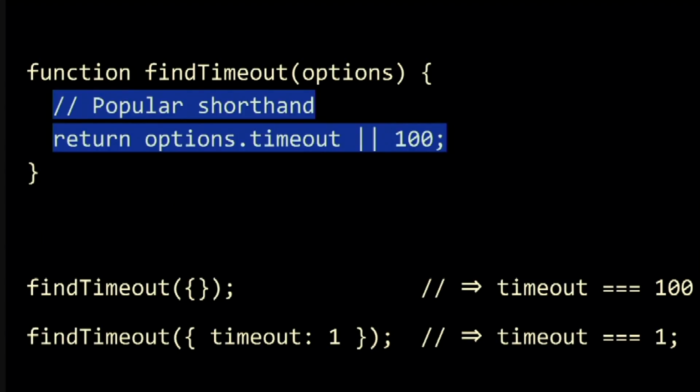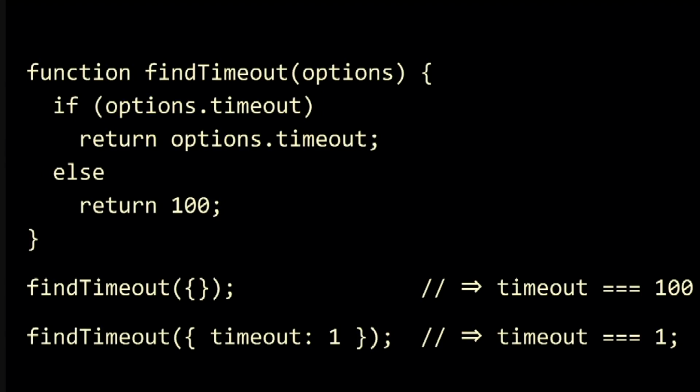Analogous to that and pattern, we could also use or here, where or returns the second one if the first one is falsy. So options.timeout or 100. And accordingly, it works. If we pass in an object that doesn't have anything, then we get 100. And if we pass in an object that has 1, then we get 1. Those two are pretty much equivalent, but I'll just go with the longer one for now.